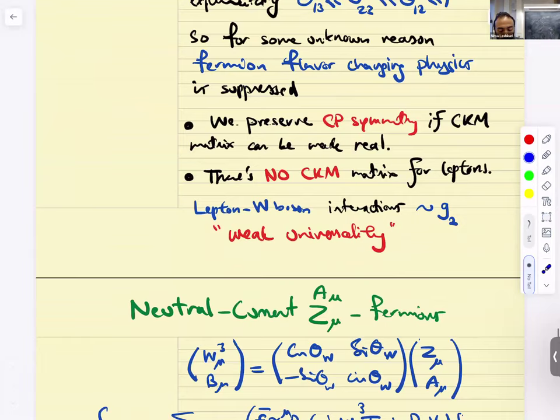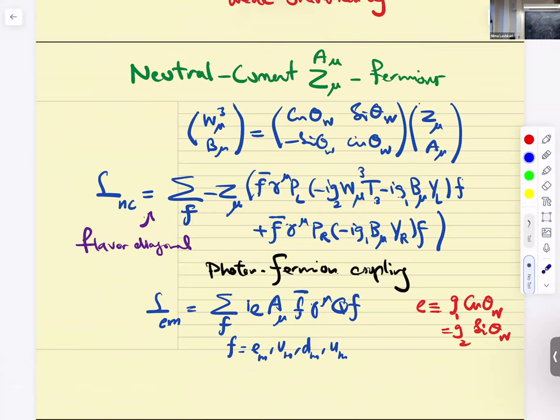All right, so let's talk about the neutral current and fermion interactions. These are Z mu and A mu. Hopefully I described what the CKM matrix is, and why you shouldn't expect any flavor changing physics for the neutral current, because it was not mixing U and D. Here are the definitions of Z mu and A mu. These are the terms that we get for the flavor diagonal neutral current interactions.